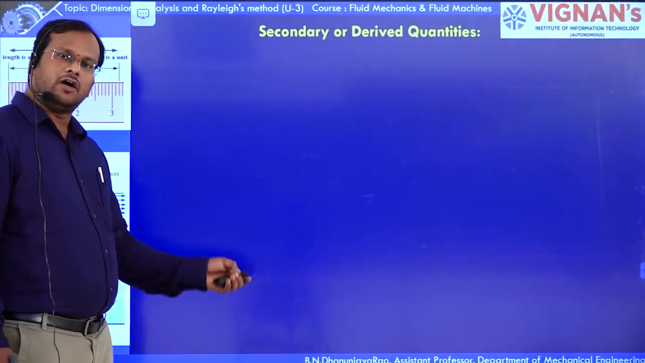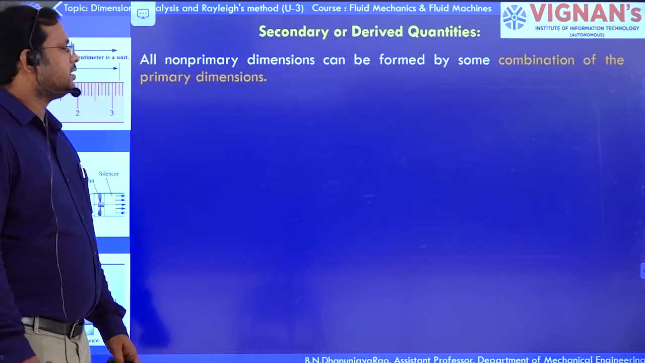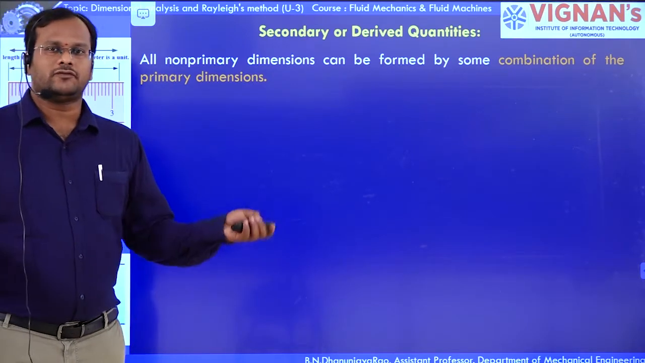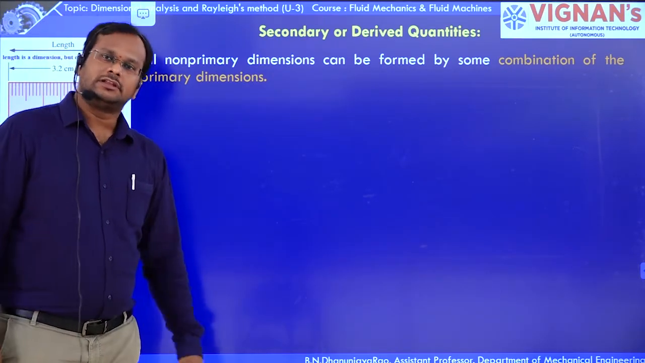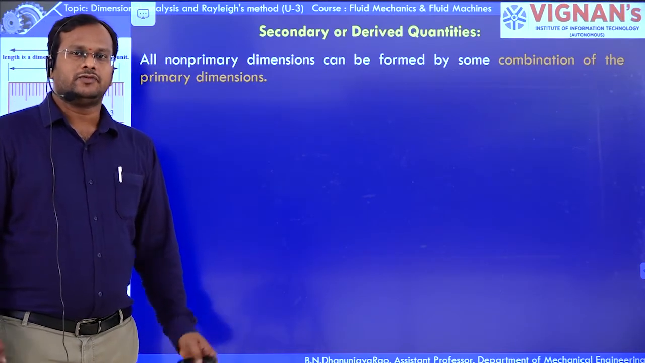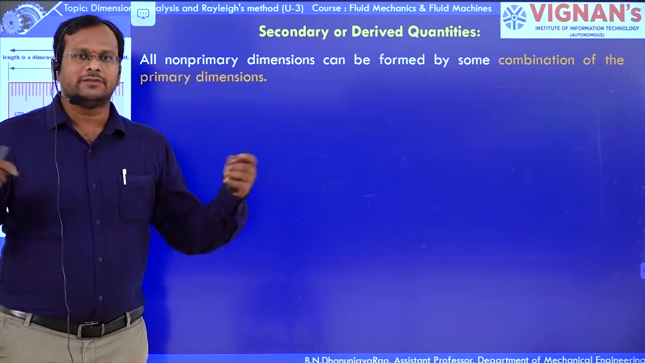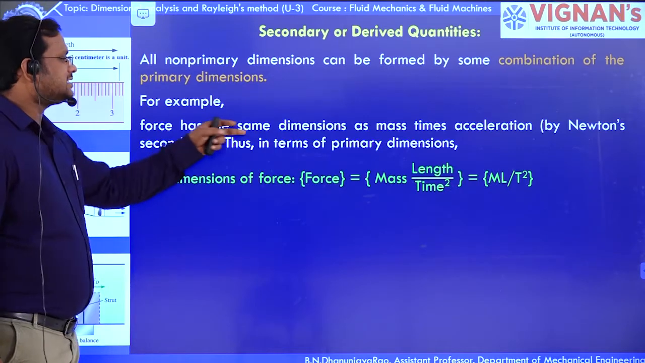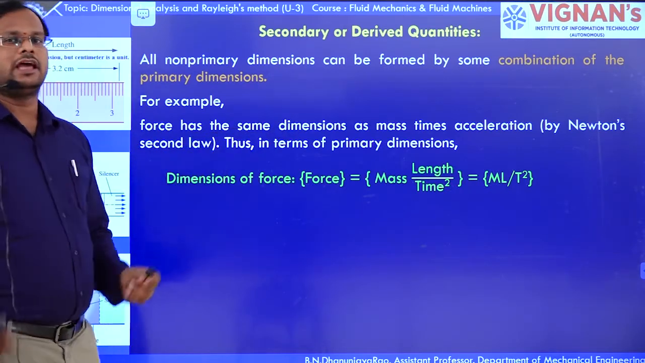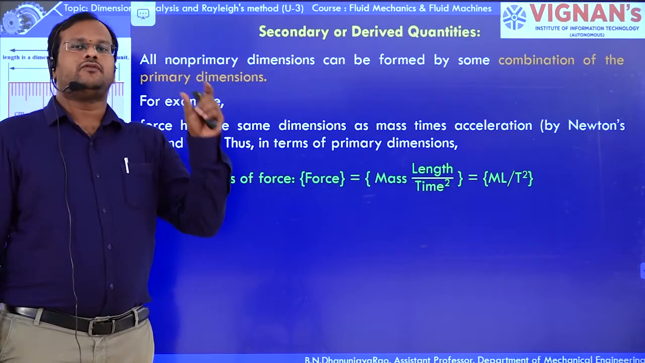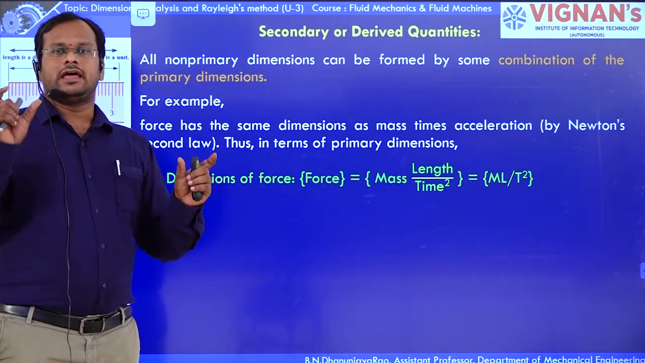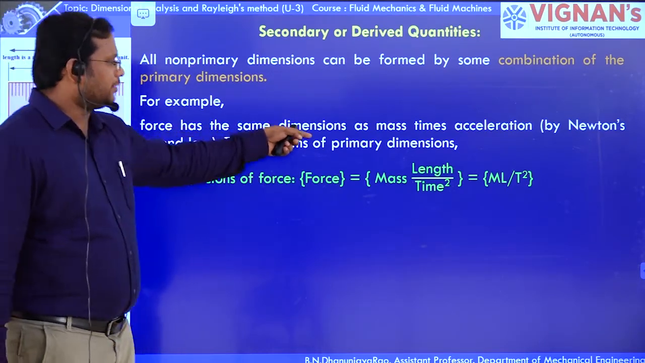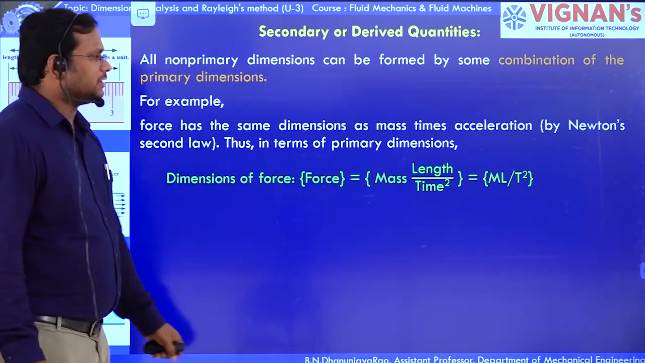What are the secondary or derived quantities? All non-primary dimensions can be formed by some combination of primary or fundamental dimensions. The secondary dimensions are those formed by a combination of primary dimensions. For example, force has the same dimension as mass times acceleration, since F is equal to ma.